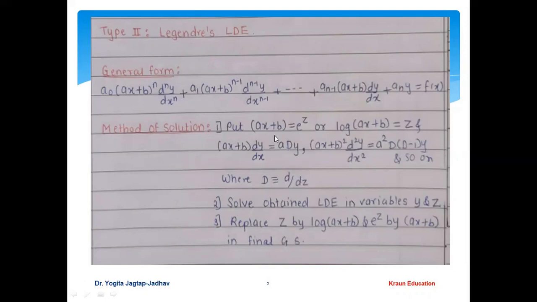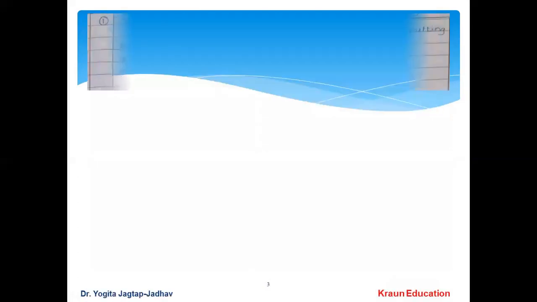Once you substitute all these terms in the given Legendre's differential equation, it reduces to a linear differential equation in variables y and z, which can be solved by the usual method, finding the complementary function and particular integral using the shortcut method, and then writing down the general solution. In the final general solution, you replace z by log of ax plus b and e raised to z by ax plus b to obtain the final general solution for the given Legendre's linear equation.